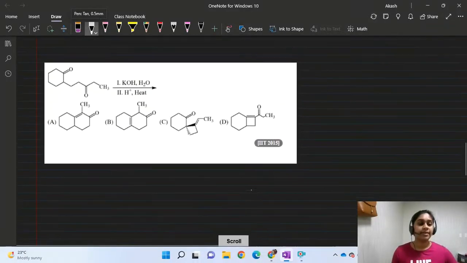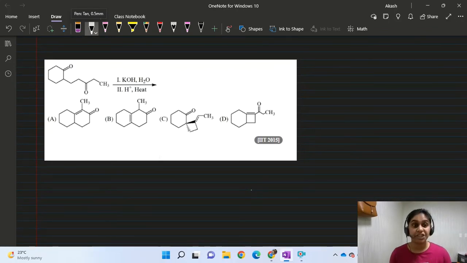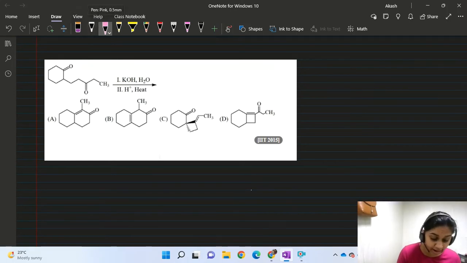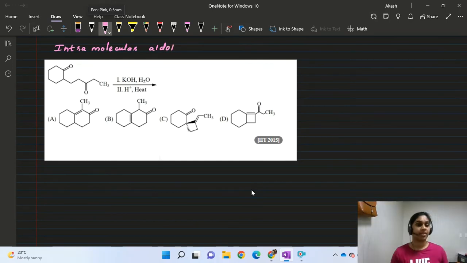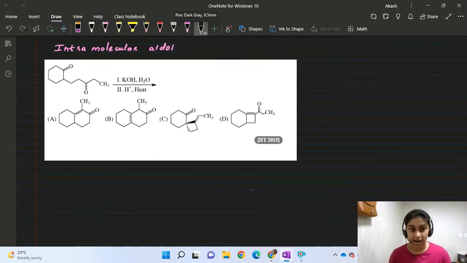Now let us solve this question which was asked in JEE Advanced 2015. So don't get panicked by seeing this big molecule. Just see the molecule and what the reagents are: KOH, water and heat. And this involves intramolecular aldol condensation. Okay, so now again we will have some doubts because this molecule has different alpha hydrogens, right?